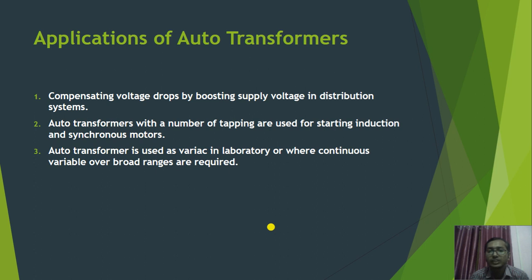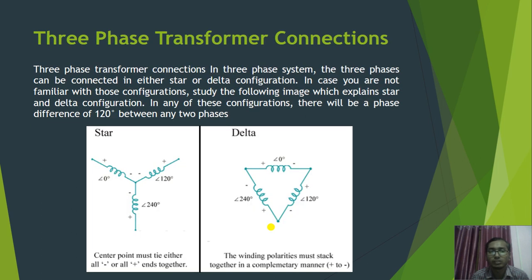for starting induction motors and synchronous motors. Auto transformer is used as a variac in the laboratory or where continuous variable voltage over broad ranges is required. I have already discussed with you that we use this variac extensively in our electrical labs for getting variable voltages. So these are a few applications of an auto transformer.